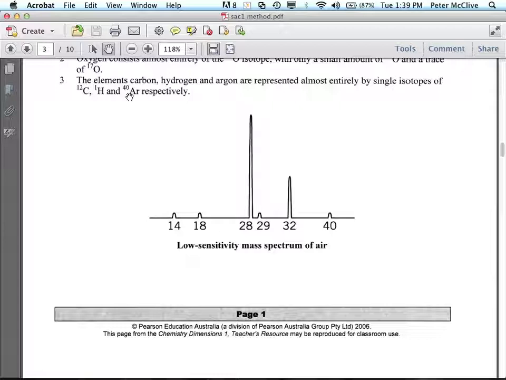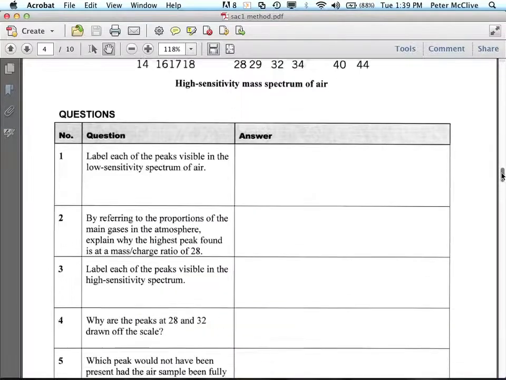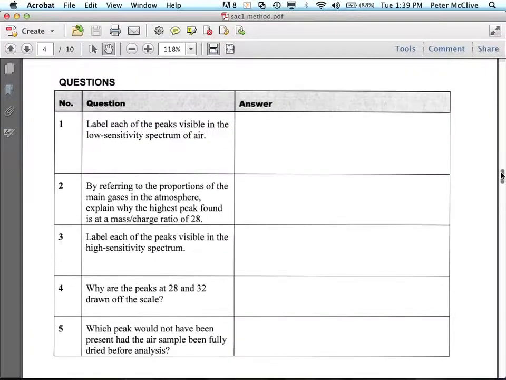18 is water. If you have water, H2O, vapor, two hydrogens at one each, and an O is 16, 16 plus 2 is 18. So I think we can label pretty much all those peaks in the low sensitivity. Then we can talk about that. So you might talk about the labeling here.